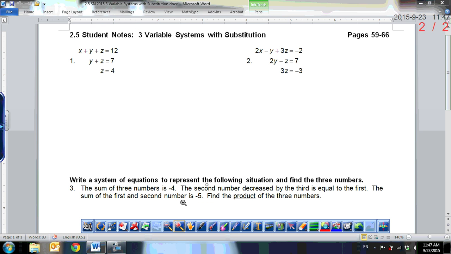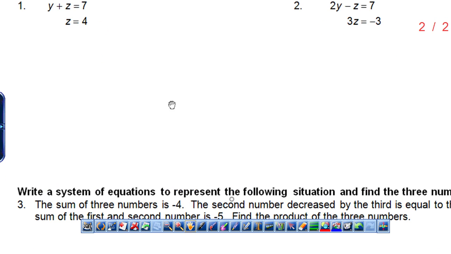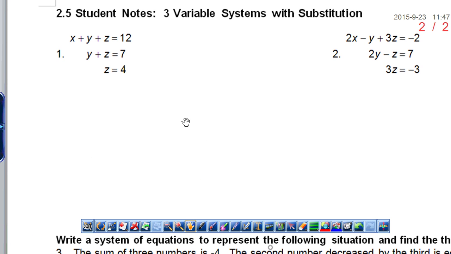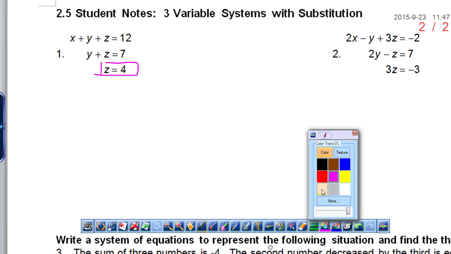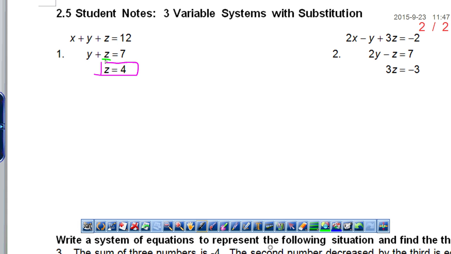If you look at that first system, it's got three variables in it, x, y, and z, but they've already kind of helped us out because they've given us that z is equal to 4. So once we know that z is equal to 4, we can take that 4 and put it in that second equation where all we have is y plus z equals 7. So that tells us that y plus 4 is equal to 7, so that y has to equal 3.